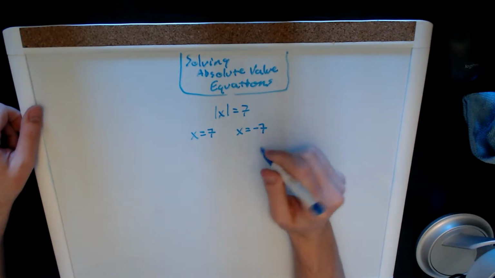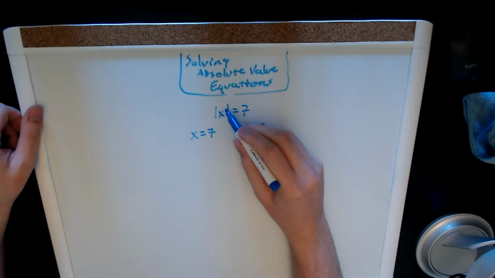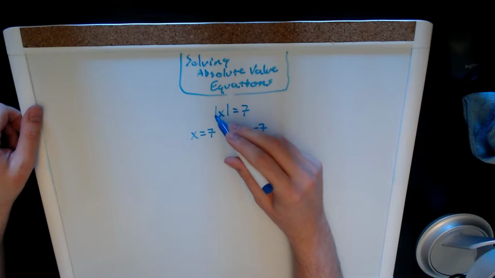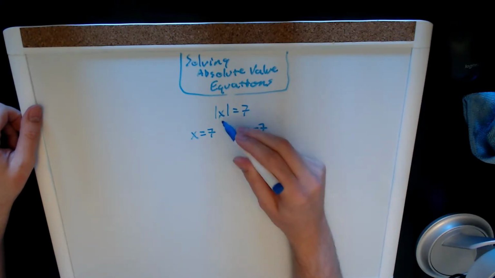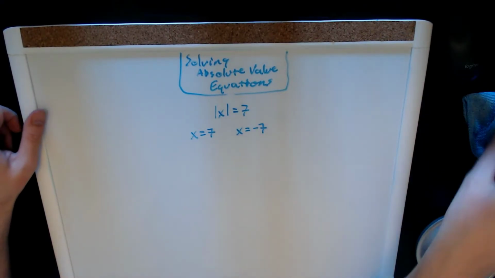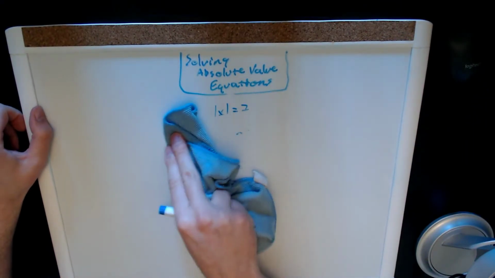And we can show this to be true. If we plug negative 7 into here, the absolute value of it is 7. Same with 7, because 7 is 7 steps away from 0. So let's make that a little bit more complex.